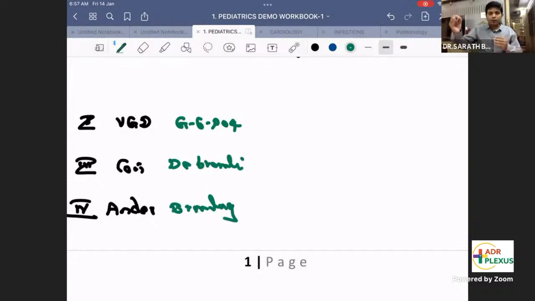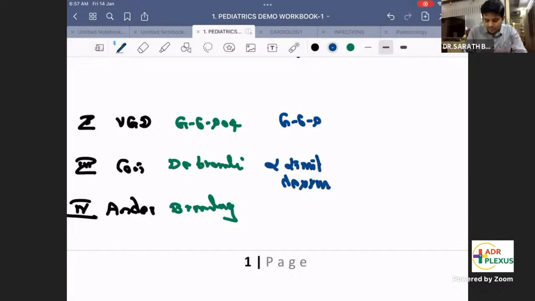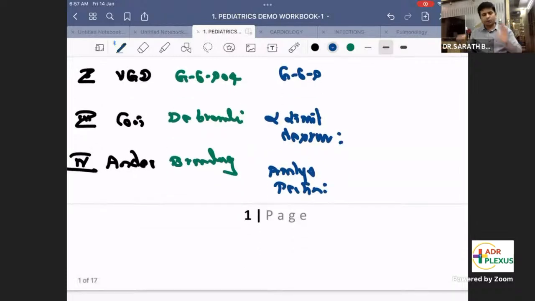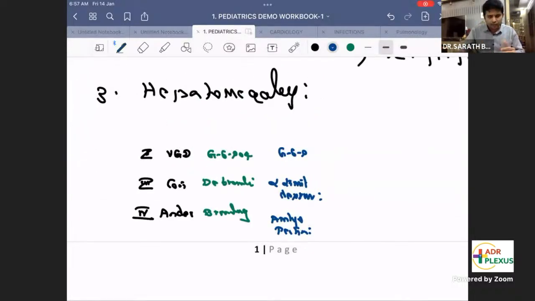Sir, you told hypoglycemia, you told substrate accumulation. What is that substrate accumulation? Simple. The substrate accumulation is glucose 6-phosphate in Von Gierke, whereas it is alpha limit dextrin in Cori's; you must have heard it in your biochemistry class. Whereas the substrate that accumulates in Andersen disease is amylopectin. Right. Sir, what else do you want to say?